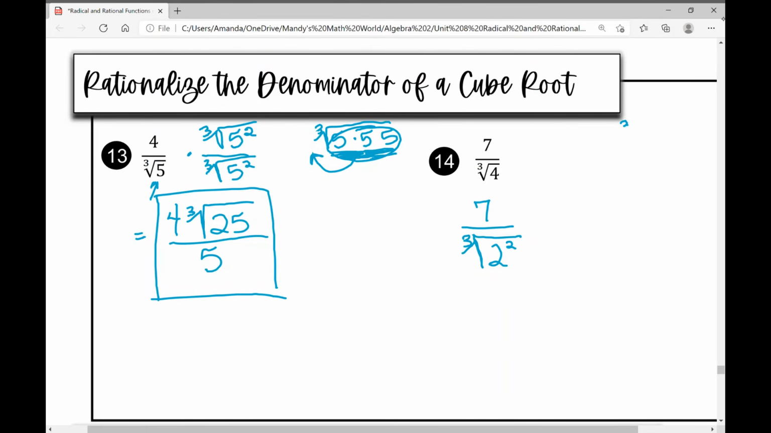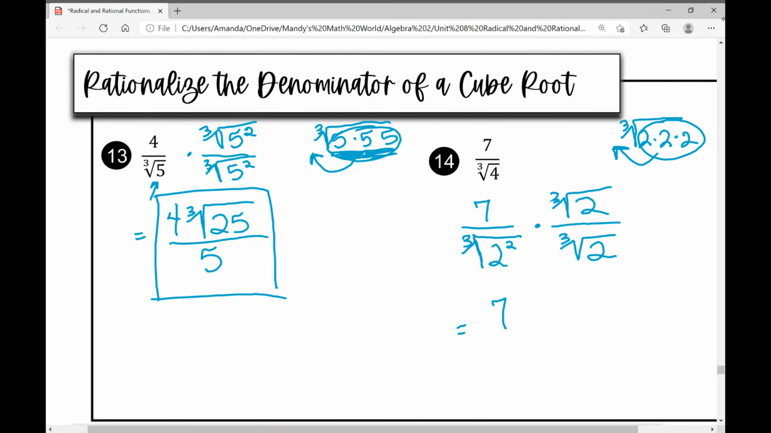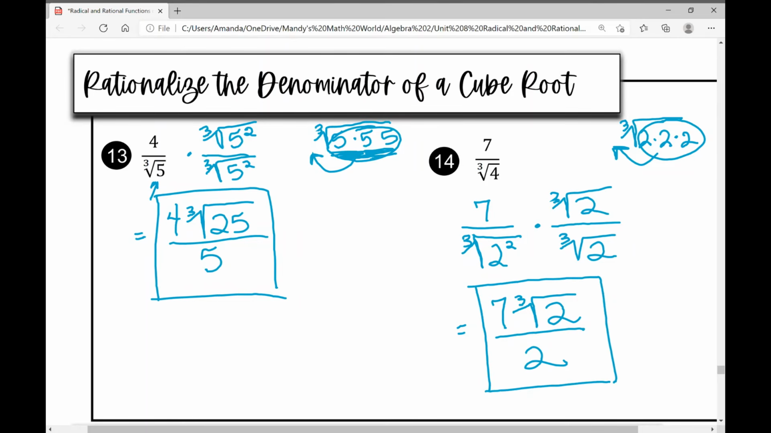But now I have the cube root of 2 times 2. And if I want to remove that radical, how many more 2's do I need? I need 1 more. So now, in this case, I'm just going to multiply it by the cube root of 2. What I do to the bottom, I've got to do to the top, so the cube root of 2. And now I have 3 2's, and I can pull 1 out. So this particular answer is 7 times the cube root of 2 over 2. And that is considered simplest form.